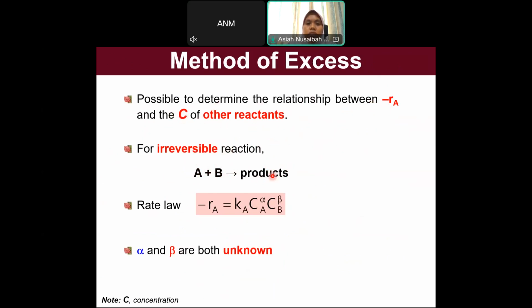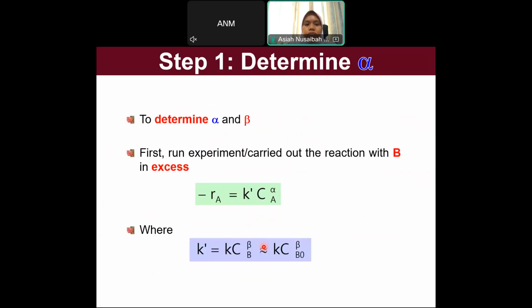So for a reaction involving A plus B, suppose the rate law is minus rA equals kA CA alpha CB beta. Because there is more than one reactant, in order for us to fulfill the requirement for a differential method, we will make one reactant in excess, because alpha and beta are both unknown. To determine alpha and beta, we're going to make two sets of reactions. In the first set of reactions, we make reactant B in excess.